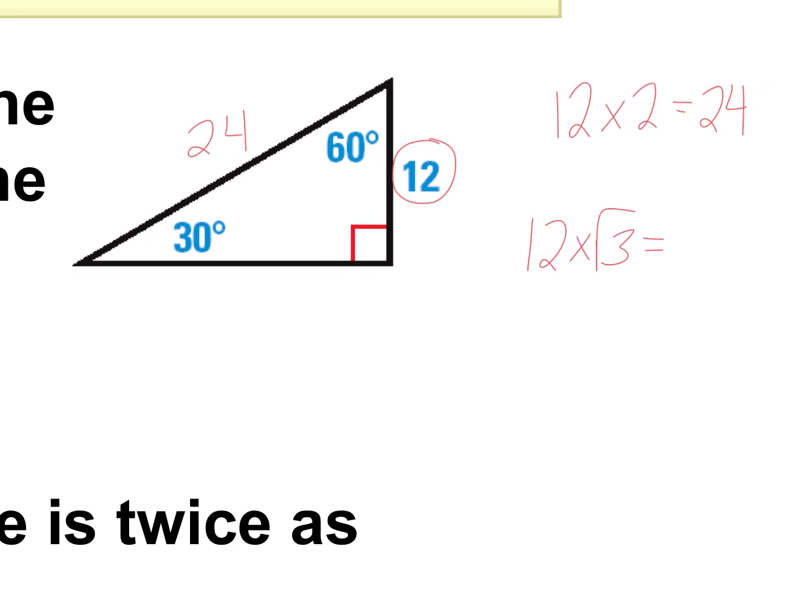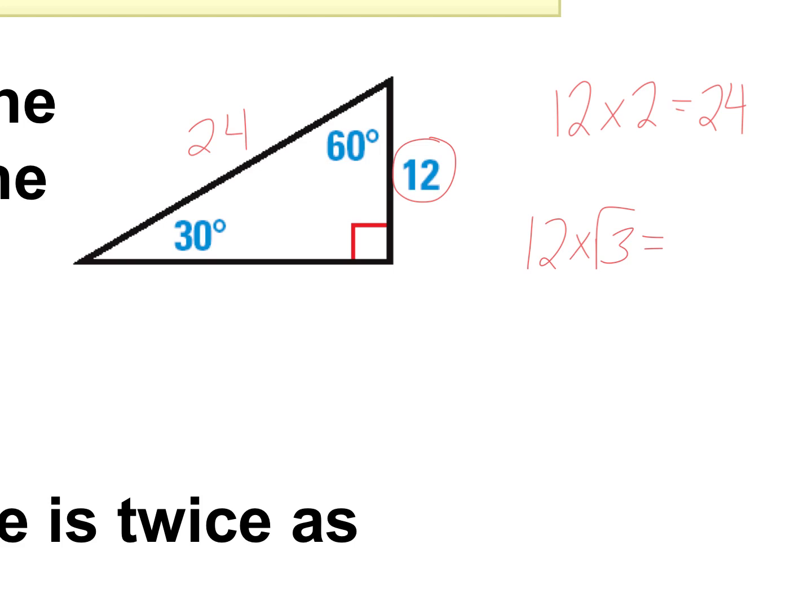What's 12 times the square root of 3? Don't use your calculator. 12 square root of 3. Why can it not be square root of 36? Because they're not both radicals, okay? So what we just found was our long leg is 12 square root of 3. Okay, questions so far about how to go from the short leg when you're given the short leg?